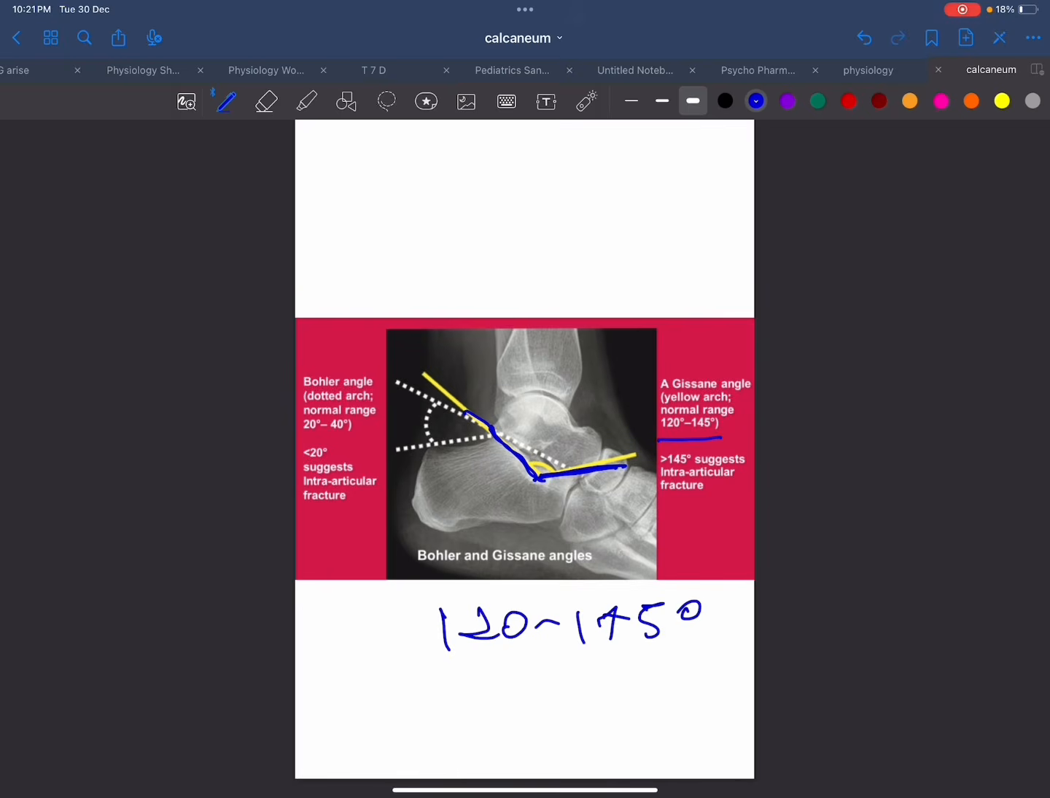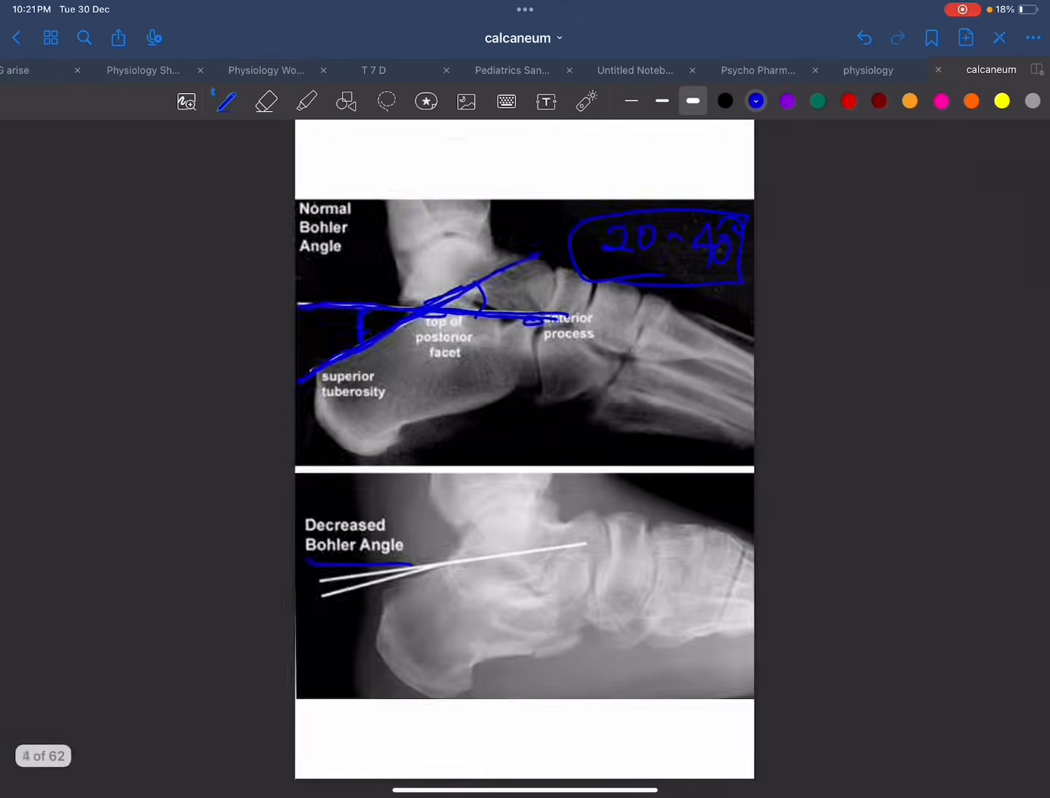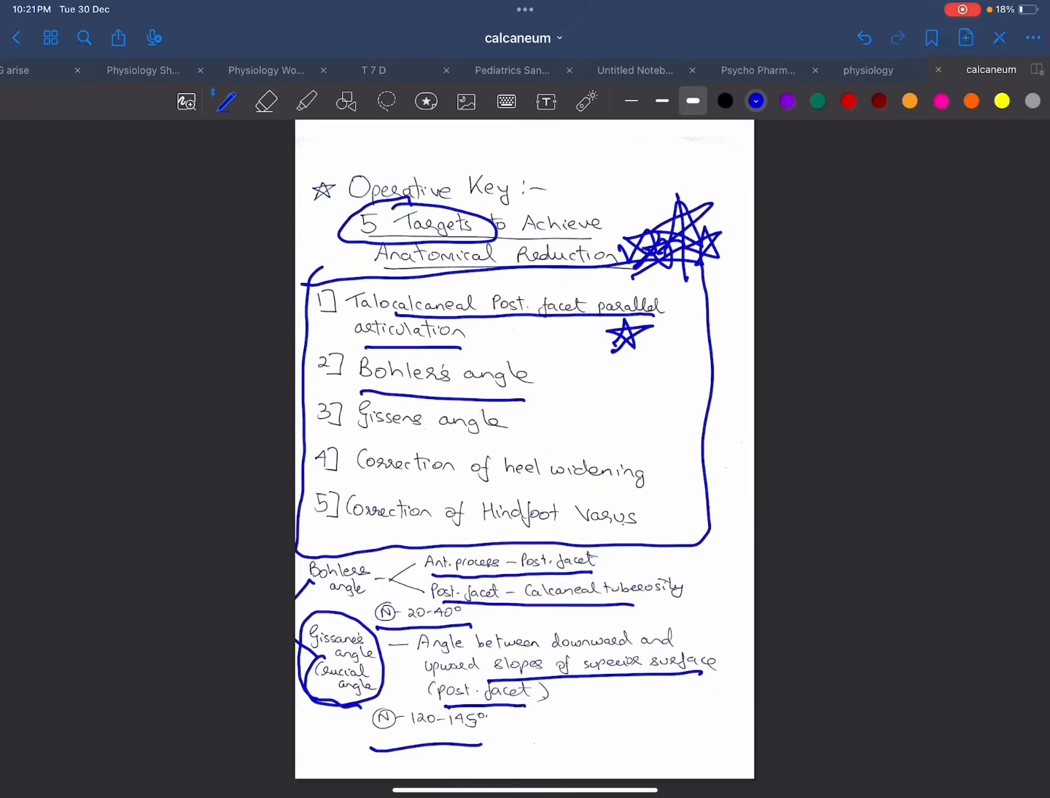Now intraoperatively, what you need to keep in mind is, this is the Gissane angle. You tell me, what is this part? We discussed it in the anatomy. It is the sustentacular facet. So intraoperatively sometimes we make a mistake that we consider this as the angle. No, this is not the angle. You have to make sure you are looking at this margin. Okay, am I making sense?